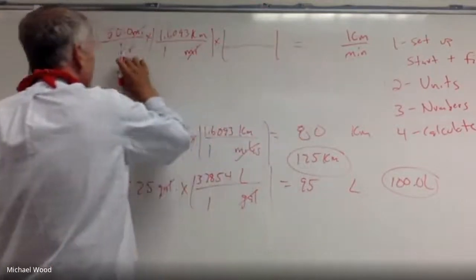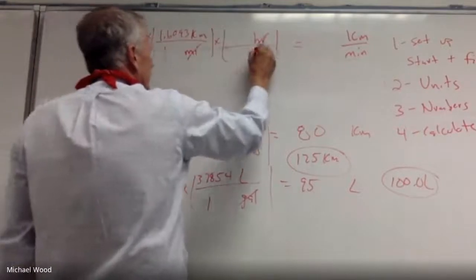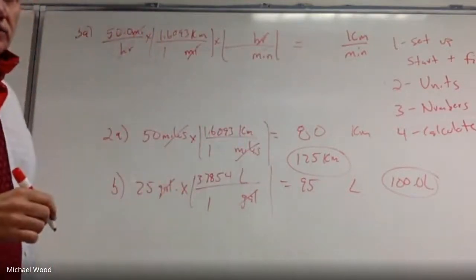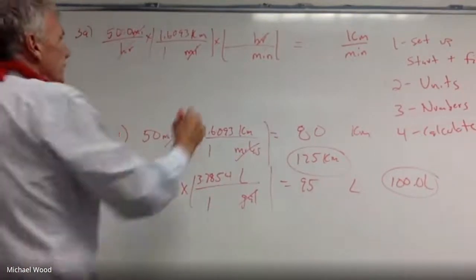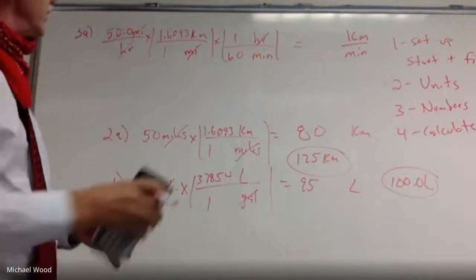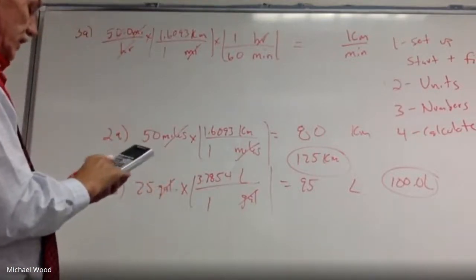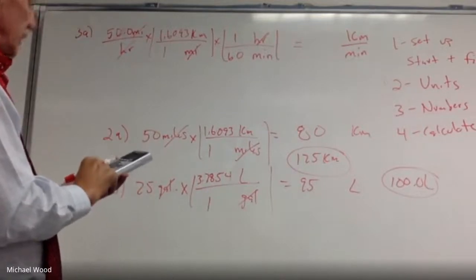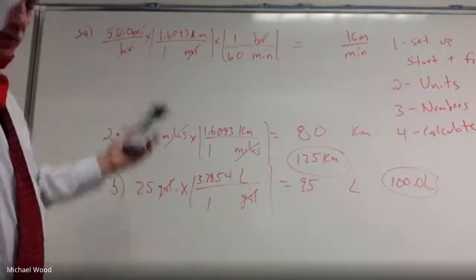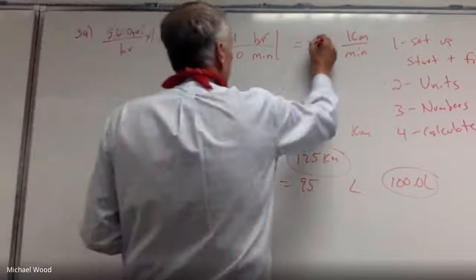And if hours are on the bottom, I need to put them on the top so they cancel out. So all this is a process of canceling out the units and getting to what you want them to be in. So for 1 hour, there are 60 minutes. Then on my calculator, I'm going to multiply everything on top. So I'm going to go 50 times 1.6093, enter, divide by 60. And I started with 3 sig figs, so with 3 sig figs, I get 1.34.